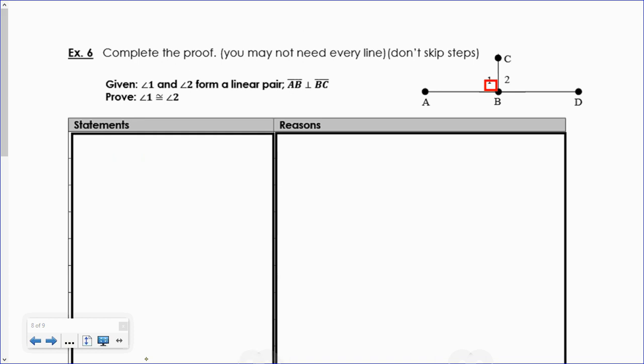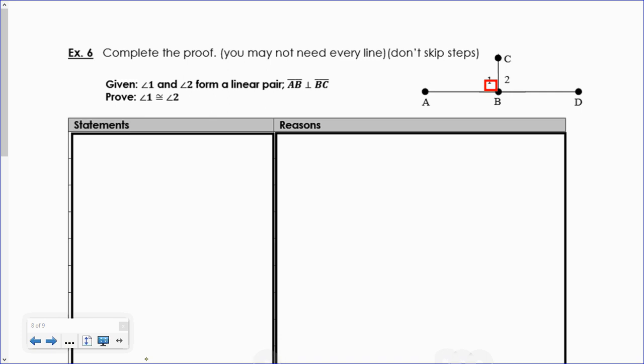All right, let's take a look at this one. No more supplementary. Different ideas. This one says that angle 1 and angle 2 form a linear pair, and then segment AB has some sort of relationship to segment BC. Do you guys know what that symbol is? The upside down T? It means perpendicular. That symbol, maybe draw a little arrow and tell yourself that. The little upside down T is a symbol for perpendicular.